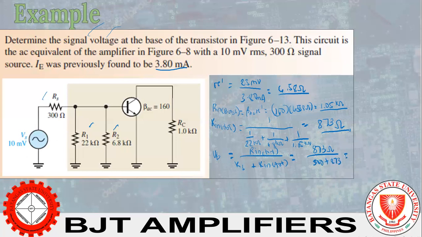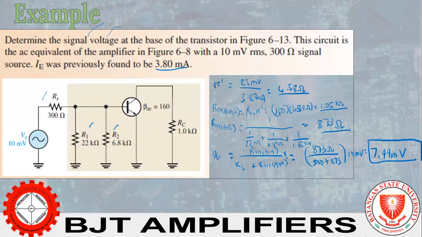So therefore, multiplied by 10 millivolts, our Vs. This is times Vs. So, we get 873 over 300 plus 873, which equals 7.44 millivolts. Okay, so that will be our answer. So, that was our example.